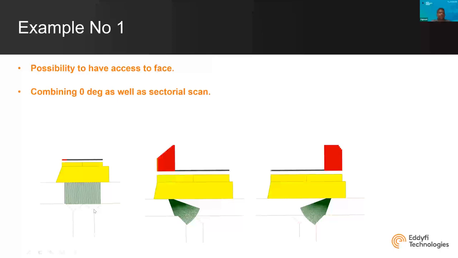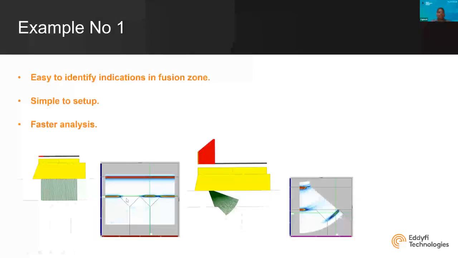So what we typically do, we keep a probe here, we send ultrasonic energy like this, the green ones that you see, and to see the fusions here, we can send the ultrasonic energy like this. Now, this is one of the benefits of using PAUT. You can actually train the angles from the same probe to go in different directions. And eventually the results are quite amazing.